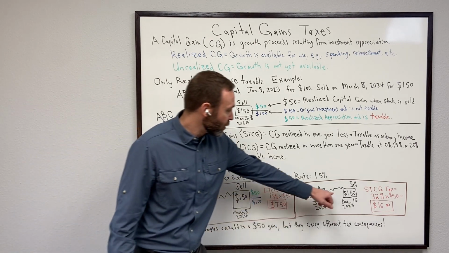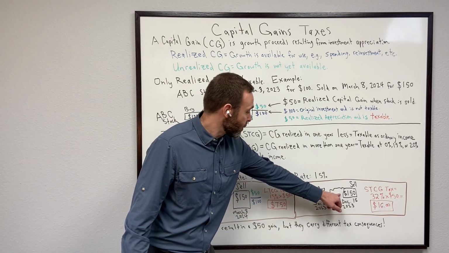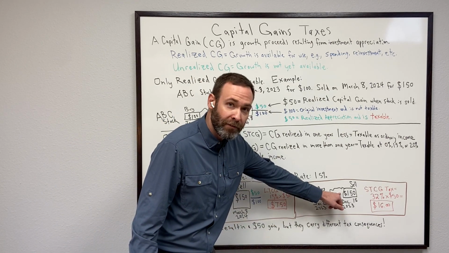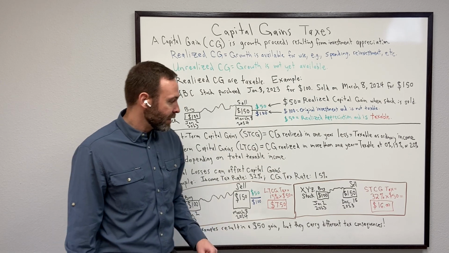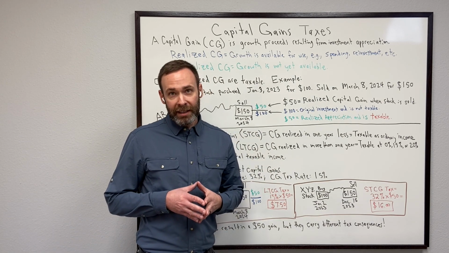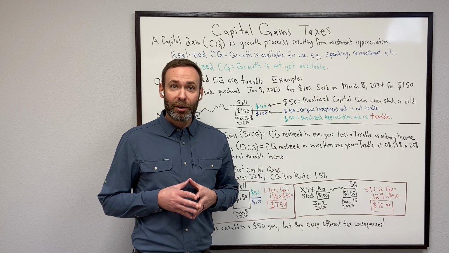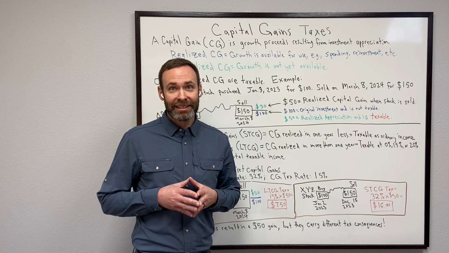So note, both of these transactions were purchased for the same amount, $100. They sold for the same amount with the same profit of $50, yet there were very different tax consequences. In short and in summary, that is capital gains.